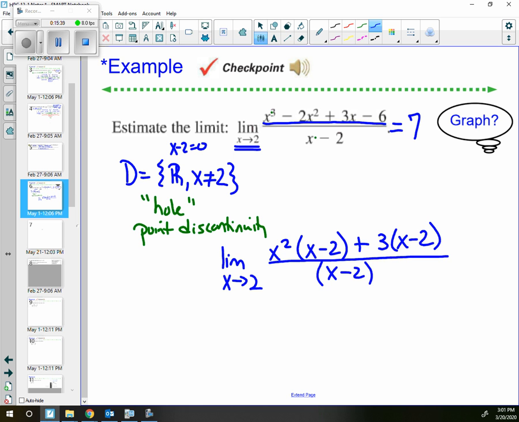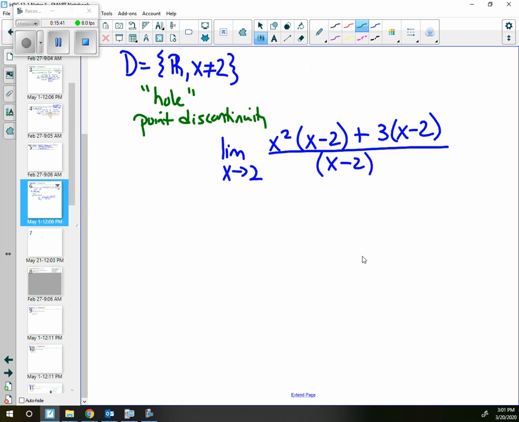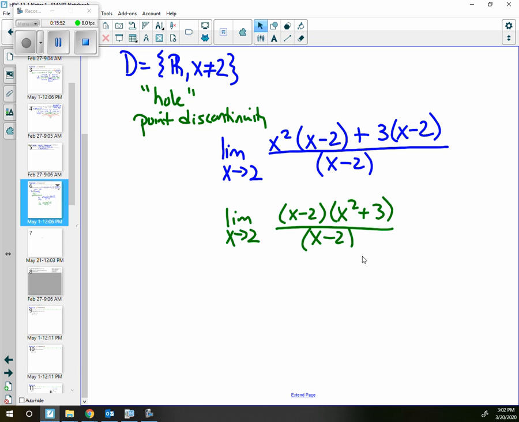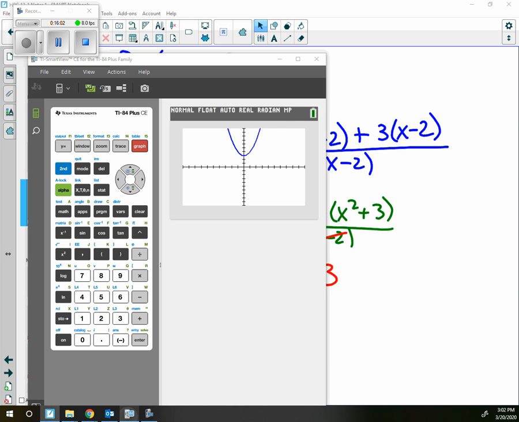And if we factor by grouping, that's going to leave me with x minus 2 times an x squared plus 3 over an x minus 2. And then I can reduce that fraction. What that's going to allow me to do then, the limit as x approaches 2 of x squared plus 3, that really looks a lot like the graph that we have now, right? So if you think about this picture, up 3, that's where your vertex is.